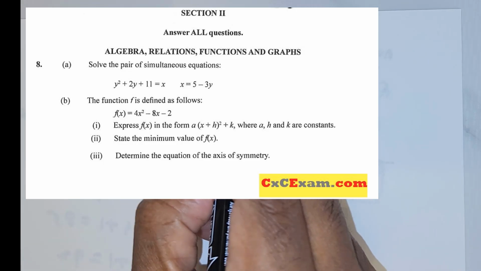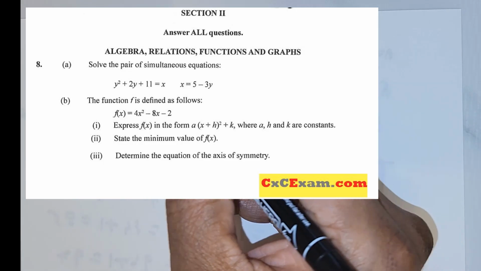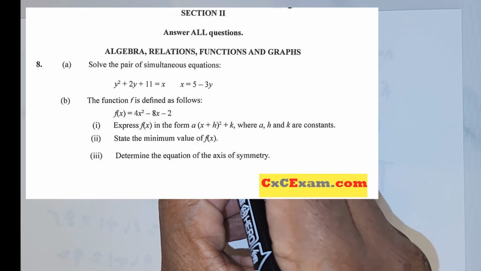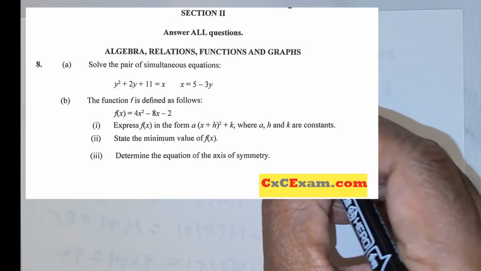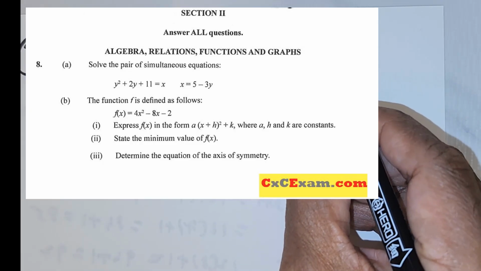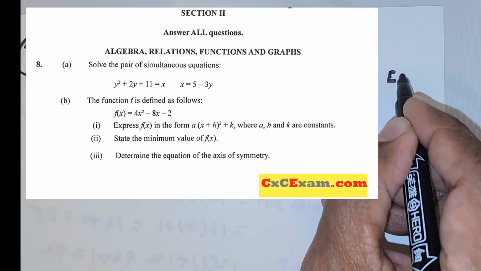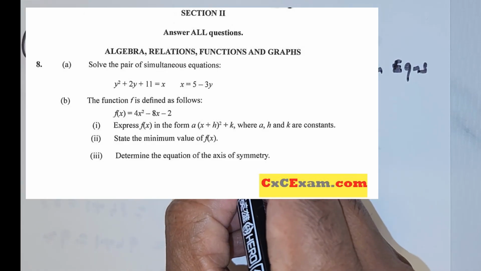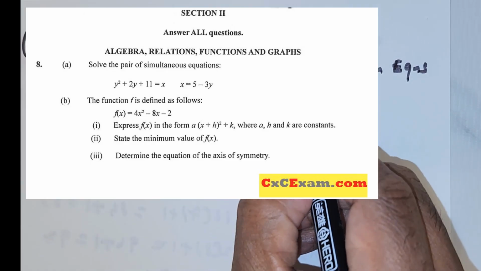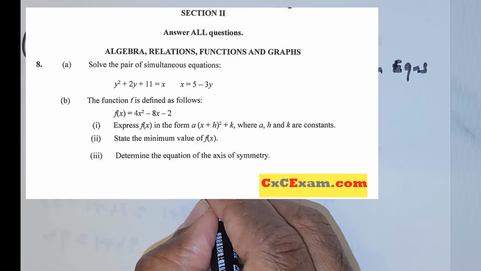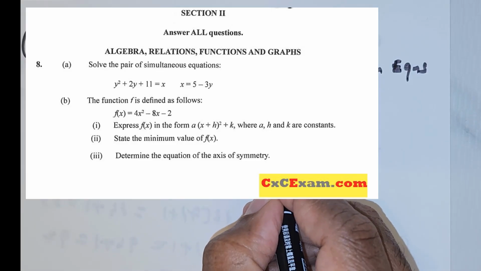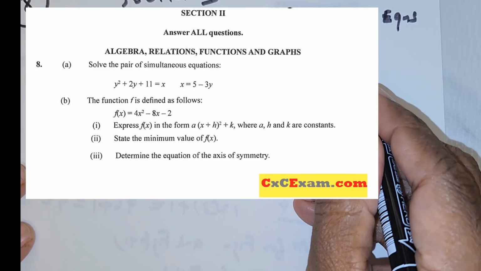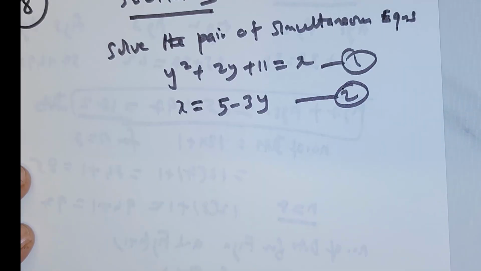Okay, so this is section 2, question number 8, and we are asked to solve the pair of simultaneous equations. We are given y squared + 2y + 11 = x, and x = 5 - 3y. I'm going to take this as equation 1 and this as equation 2.